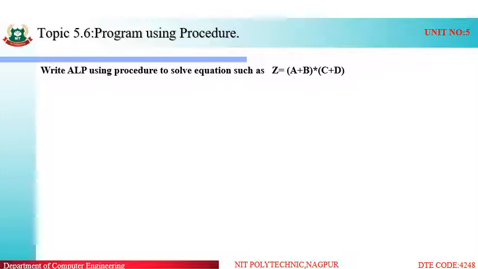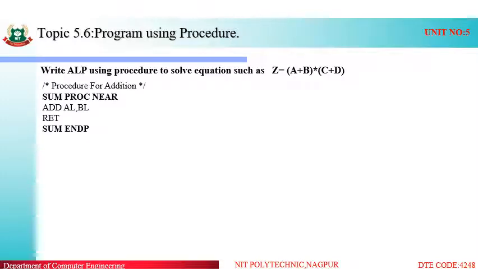Looking at the equation, the first step is the addition of a plus b, then we have to perform addition of c plus d, and then we will multiply (a plus b) into (c plus d). So how we can do this, we will see.